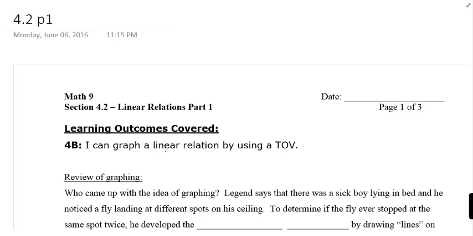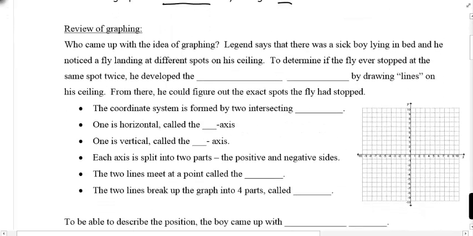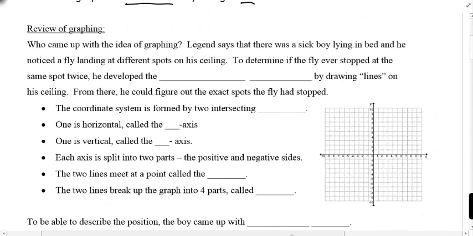Okay, so we're back, chapter 4. This is section 4.2, and I called this part 1 of linear relations. Really what I want to show you is how you can graph a linear relation using a table of values. So we're going to graph. But before I actually start graphing, let's do a quick review to make sure that you got this stuff from before. Who came up with the idea of graphing?